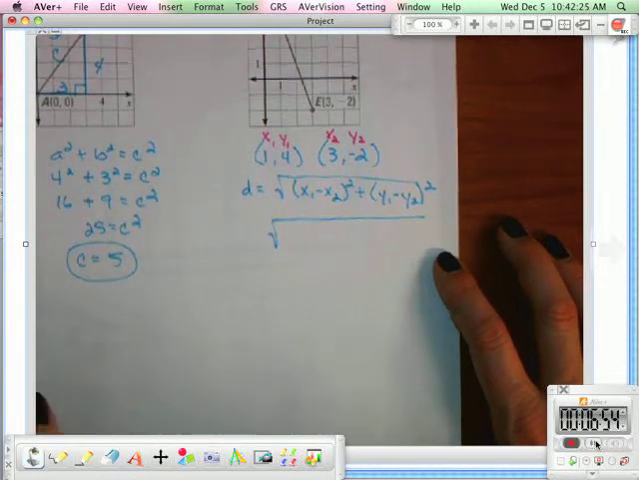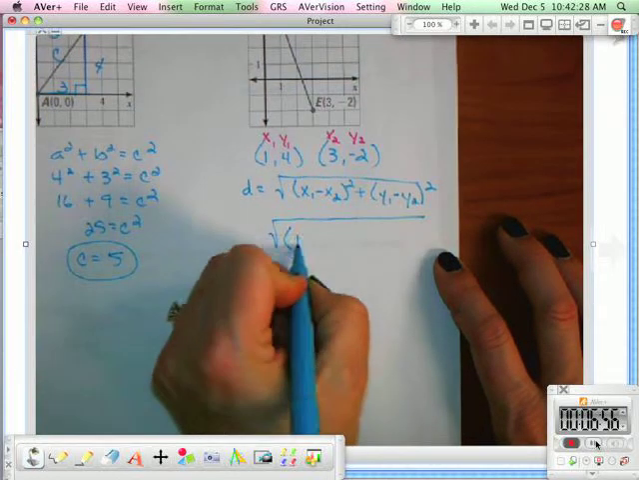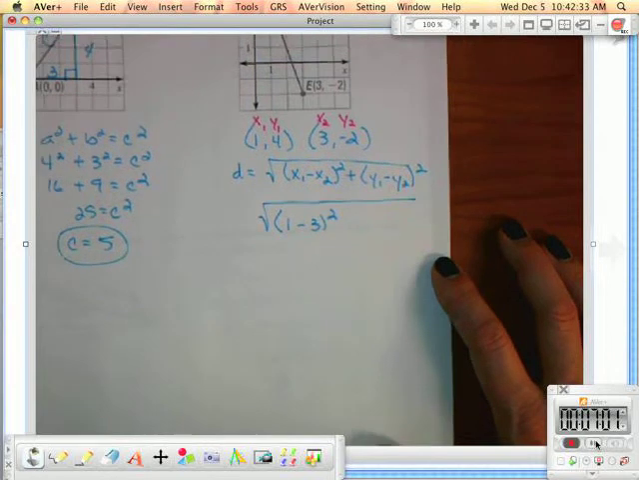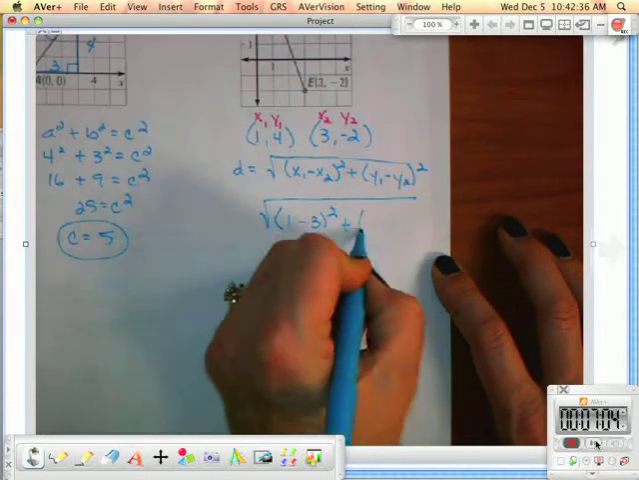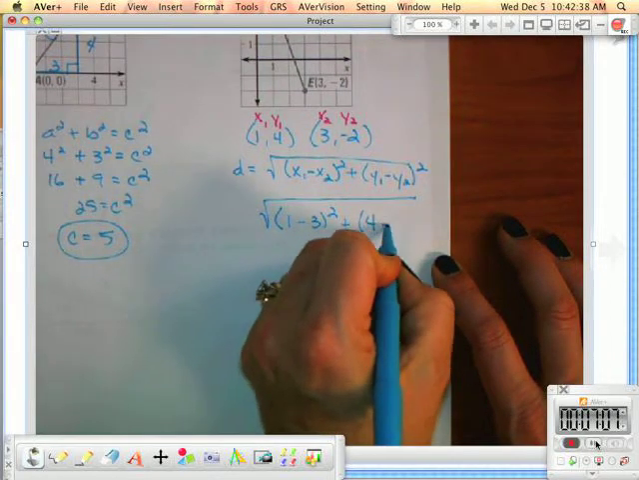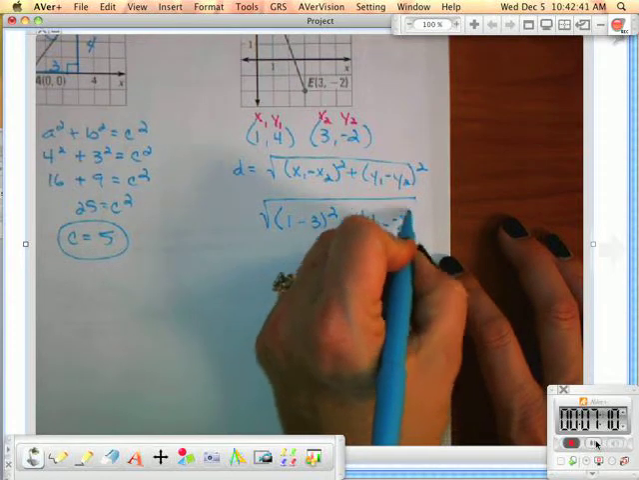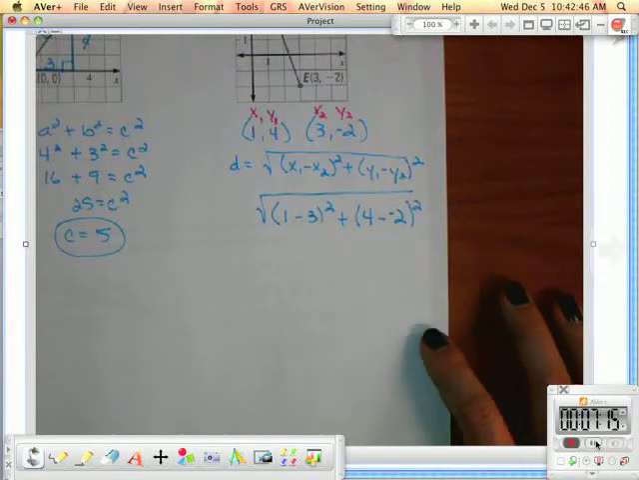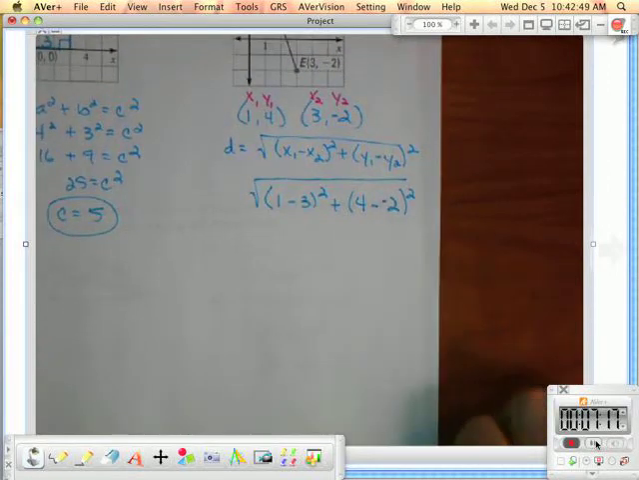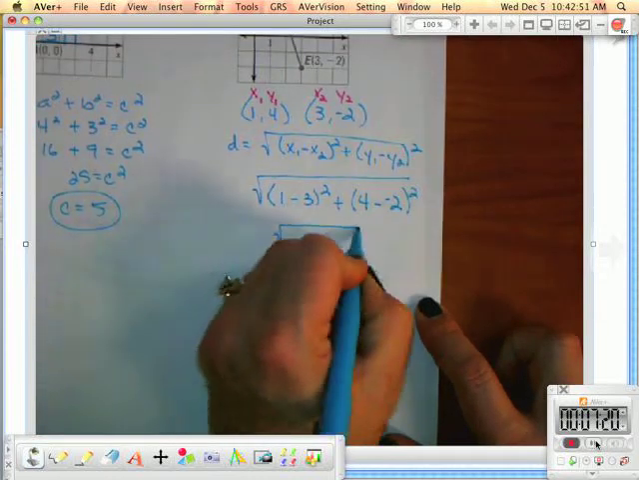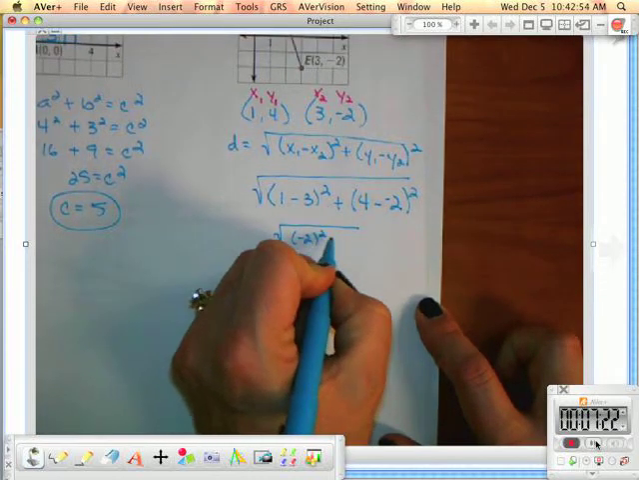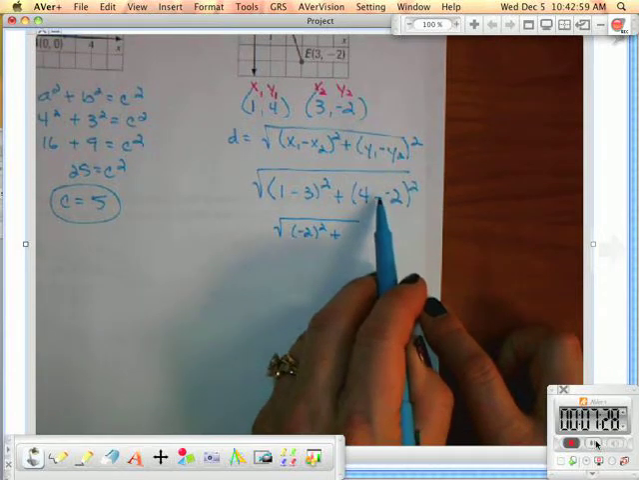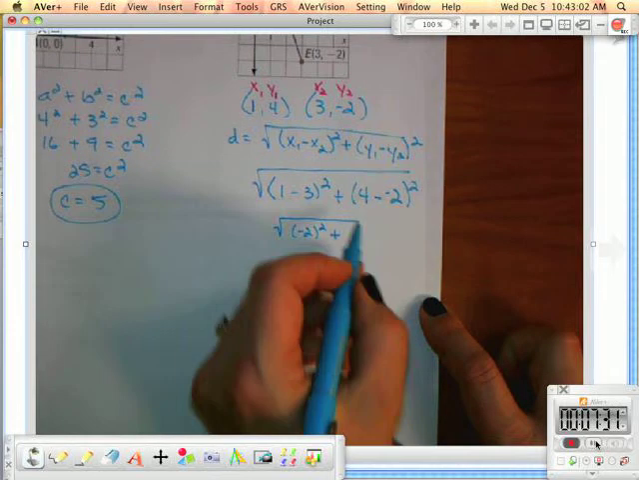Yeah. Okay? x1 is 1. x2 is 3. Plug those 2 numbers in. Plus y1 is 4 minus y2, which is negative 2. Be careful. Minus a negative 2. So let's make this pretty. Okay, this is going to be negative 2 squared plus, what happens here? Yes, it becomes a plus. So this is going to actually be 6 squared.